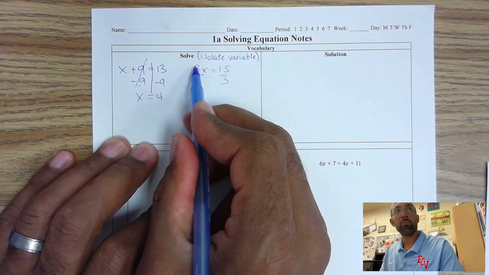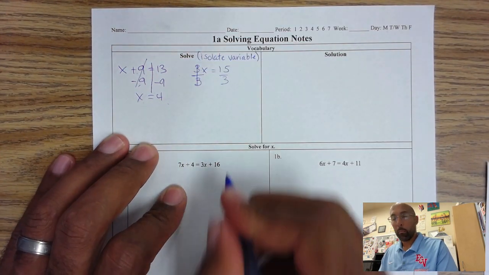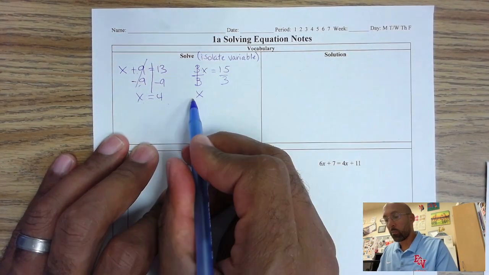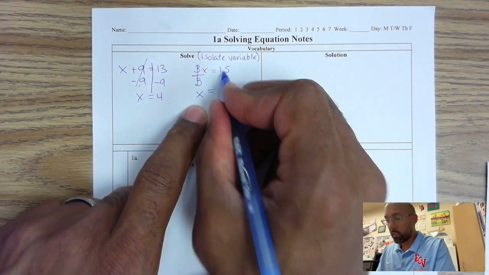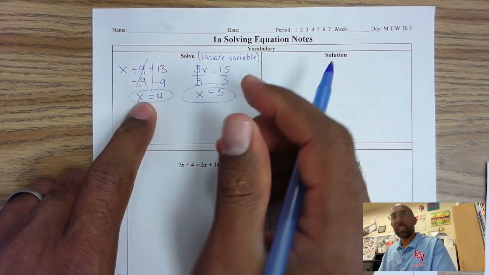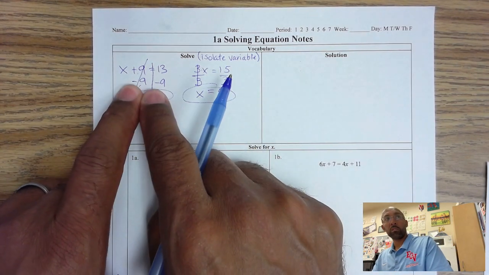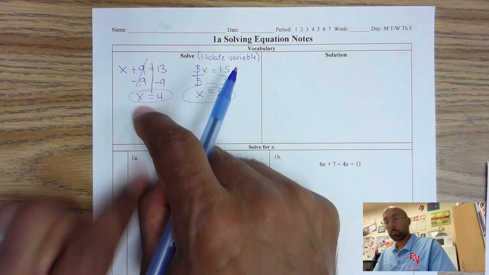If I divide 3 over 3, that actually equals 1. So this becomes a 1. But if we have a 1, we don't have to write it, and we just put x. Now x is isolated, and 15 divided by 3 is 5. And there is our solution. So the key thing when you solve is that we want to do the inverse of what you have in your equation to get that x by itself.